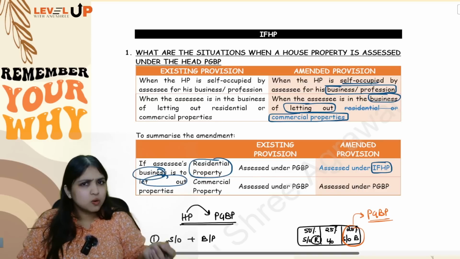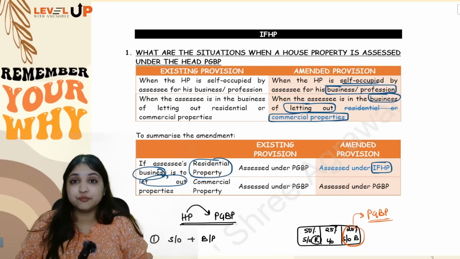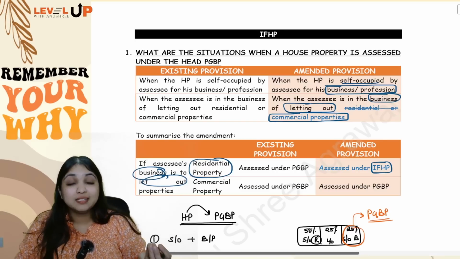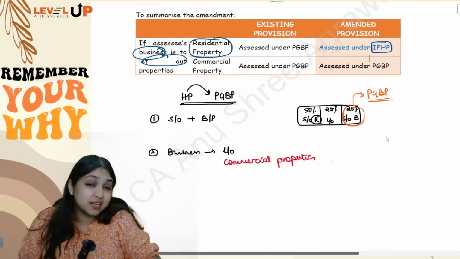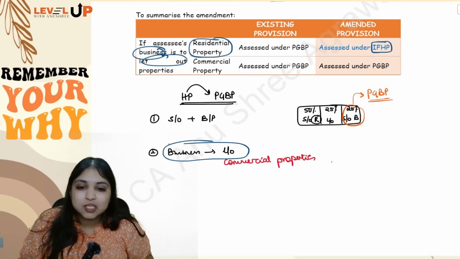Okay everybody, the whole reason behind the amendment is pretty straightforward. In PGBP, when I tax my property under the PGBP head, the taxable value is generally lesser. So people were misusing this point.